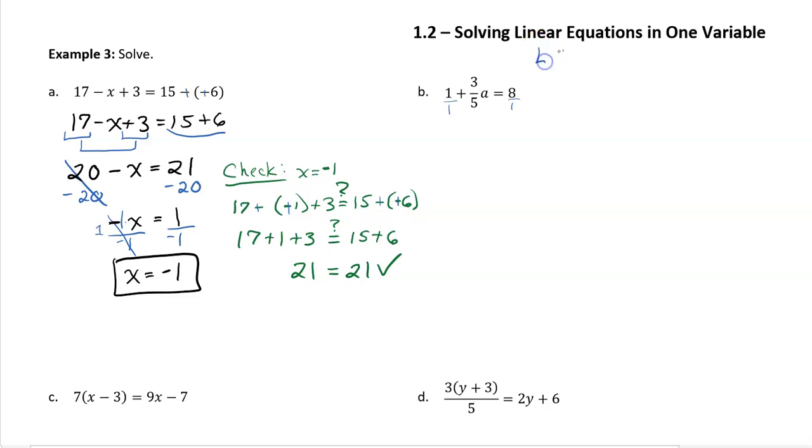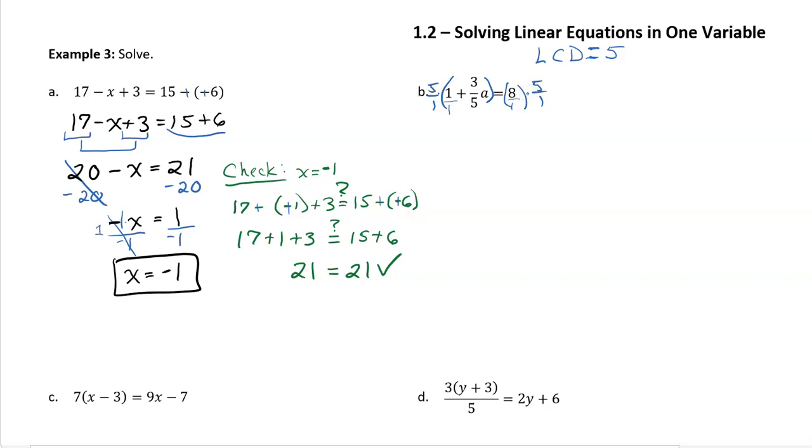So in this case, my LCD, my least common denominator between the 1, the 5, and the 1 is going to be a 5. That's going to be the magic number that's going to make all of this fraction business go away. So here's how we're going to use that 5 now. Our instructions say to multiply by the LCD. More specifically, multiply both sides of the equation by the LCD. So I'm going to write times 5 on the left-hand side and also on the right-hand side.